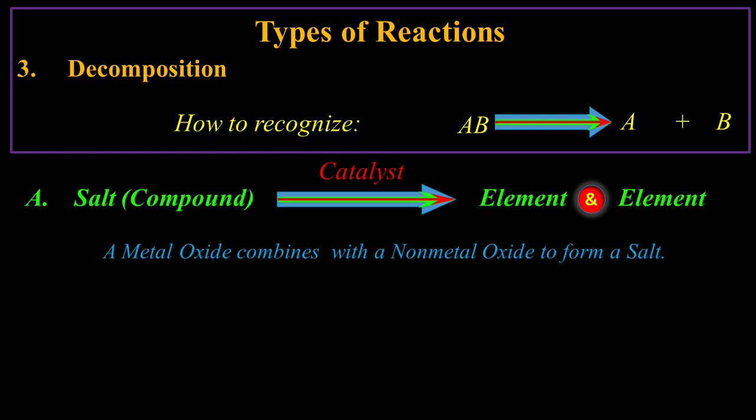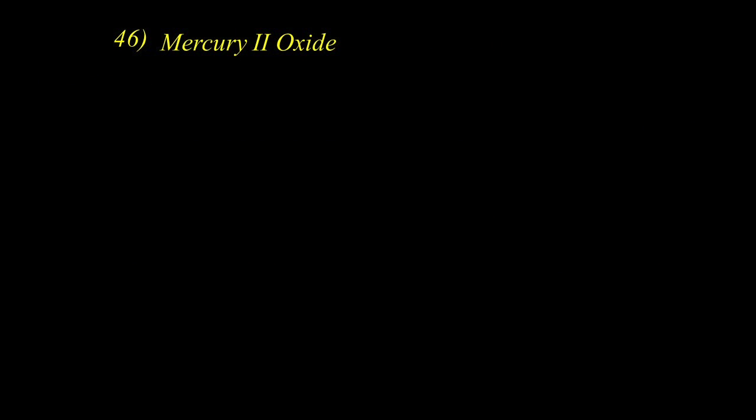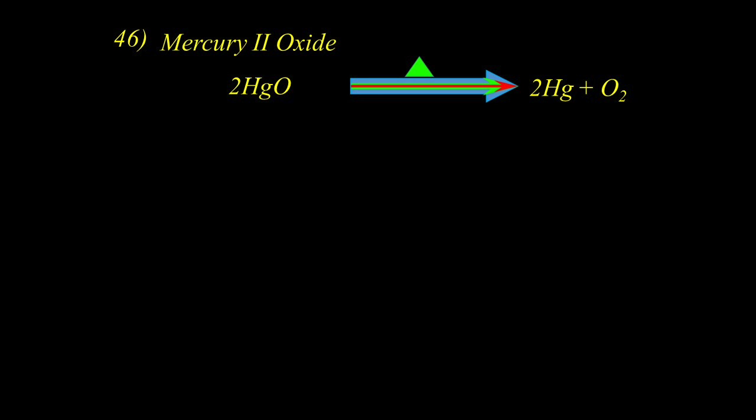Now, some books separate binary compounds that you can decompose with heat, and binary compounds that are more stable that you need electricity or a melt. You need to put it in the liquid state to break it down. But we're going to look at this in terms of heat or electricity, so we're going to combine the two. The first one is actually fairly unstable. It's not a terribly stable substance, so you can use heat. It's going to be mercury II oxide, and you're going to break that down into mercury and oxygen.